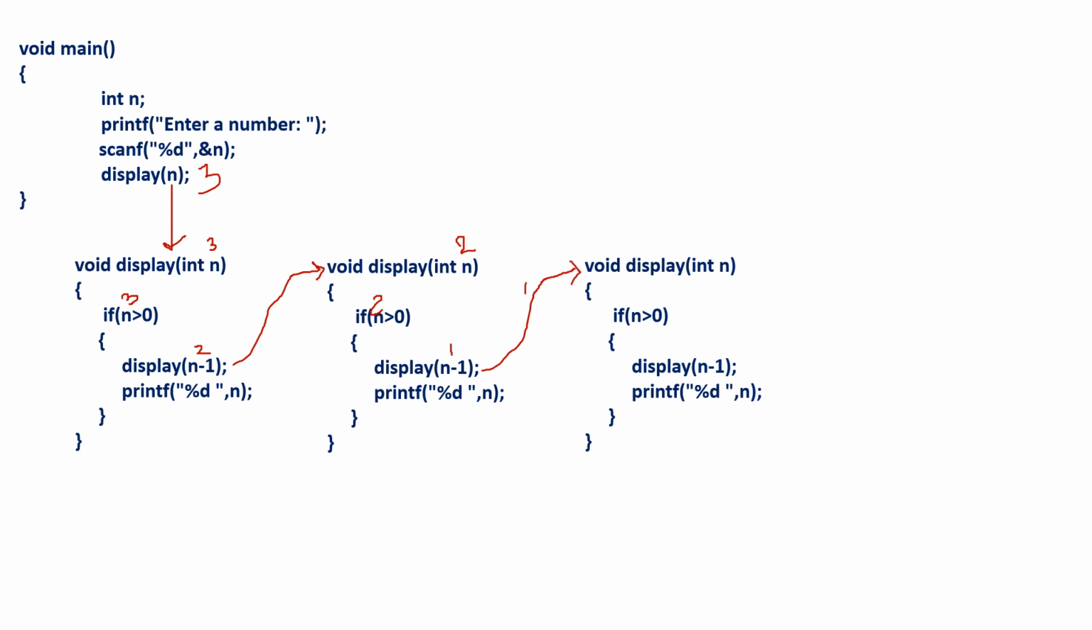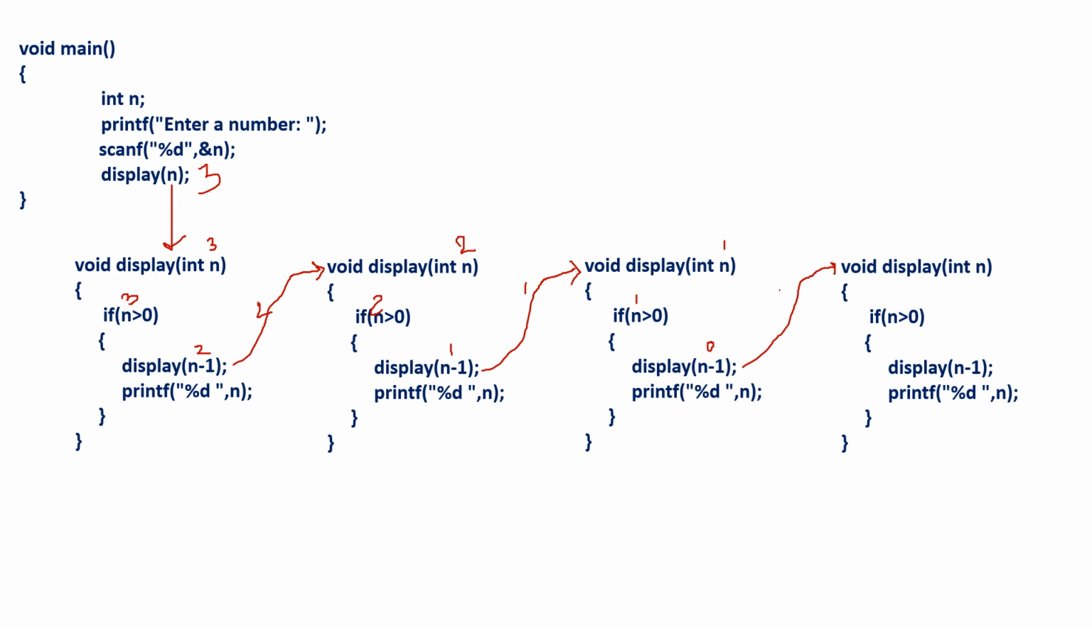Now 1 is passed here, while in the previous case 2 was passed. What will the n value be here? 1. Now again in the display function, if n is greater than 0, the n value is 1, 1 is greater than 0, correct. Again it will call display of n minus 1. What is n minus 1? 1 minus 1, 0. Now again the display function is called with value 0. In this copy of the display function, the n value is 0.